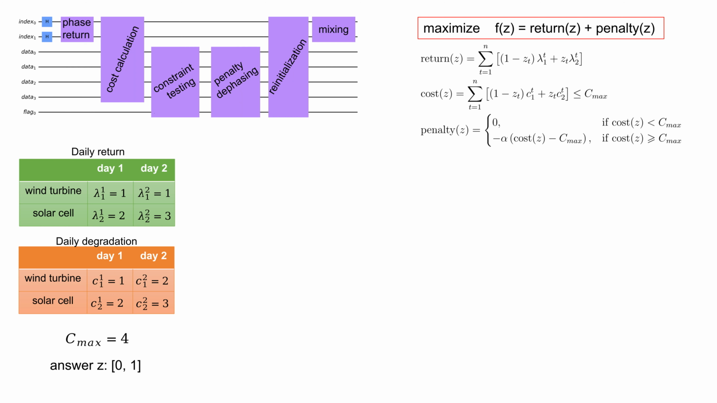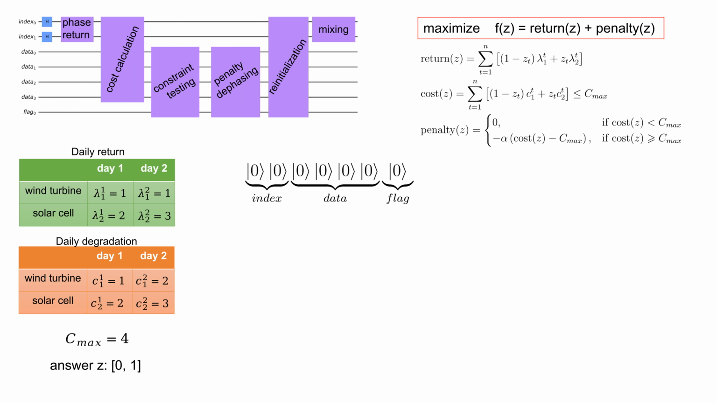The solution to this problem is 0, 1, so we have to use the wind turbine on day 1 and the solar cell on day 2. Since our schedule contains only 2 days, we need 2 qubits to store the decision variable z for these days. These are index qubits. Then we need 4 qubits to store the total cost for each of 4 possible combinations, and 1 qubit as a flag to mark the undesired situations. We consider only the first iteration step for gamma and beta.